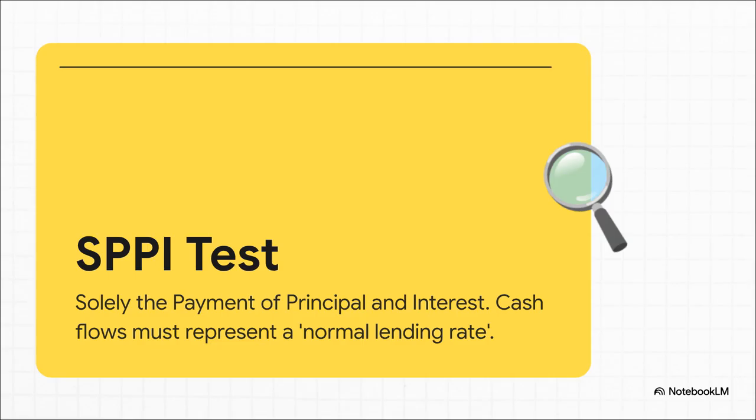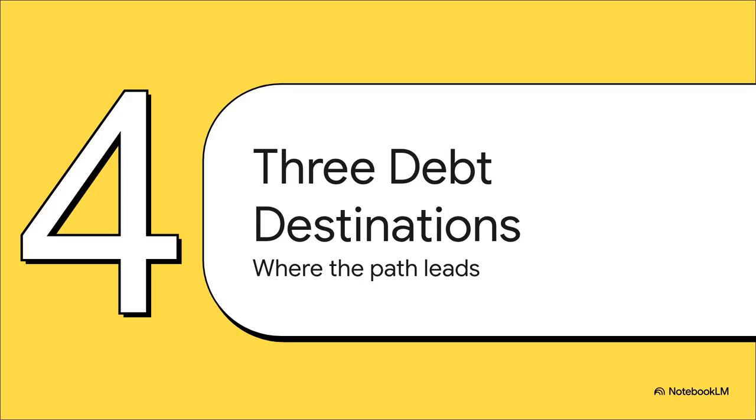Under IFRS 9, interest isn't just any old extra payment. It's strictly defined as compensation for the time value of money, for risk, and for basic lending costs. In other words, is it just a normal loan? If the payments include something weird, like being linked to the stock market or a commodity price, it fails the SPPI test. So, we've figured out the business model, and we've run the SPPI test on the cash flows. Now, it's time for the payoff. We combine those 2 answers to land on one of 3 possible classifications.